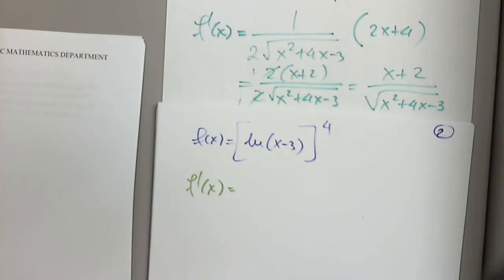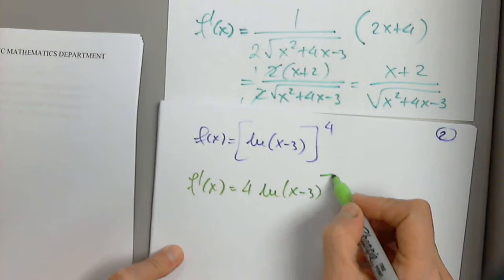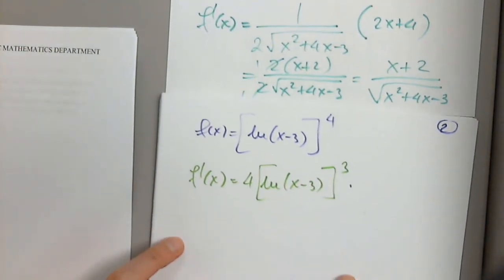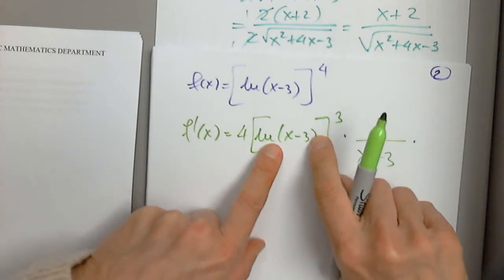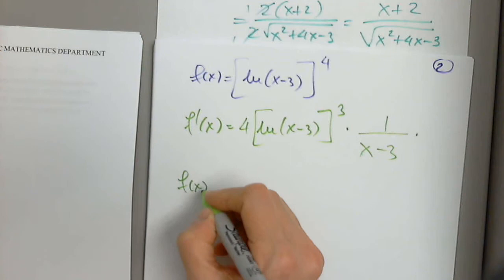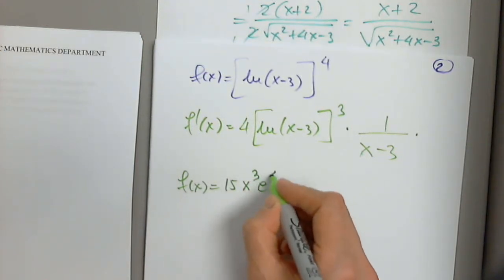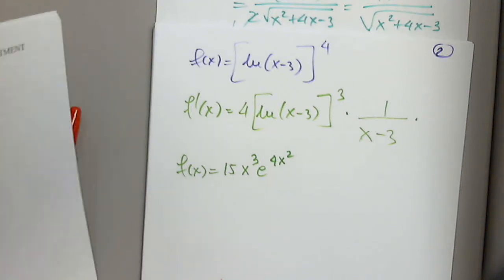It's a function raised to the fourth power. 4 times the function to the third times the inner function to 1. Okay, so 4 times ln x minus 3, everything to the third, times, when I differentiate natural log, 1 over x minus 3 times x minus 3 prime. Just one? Exactly. That's it. Okay. Done. You don't have to do anything else.